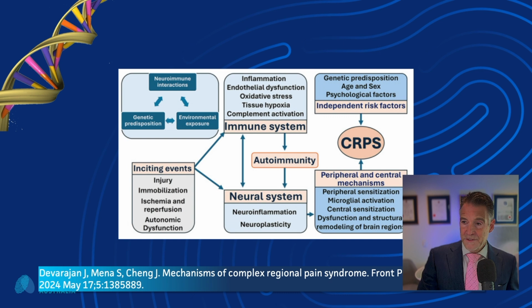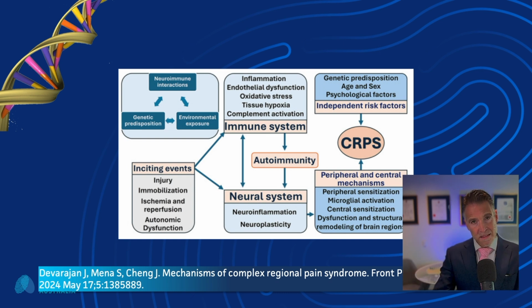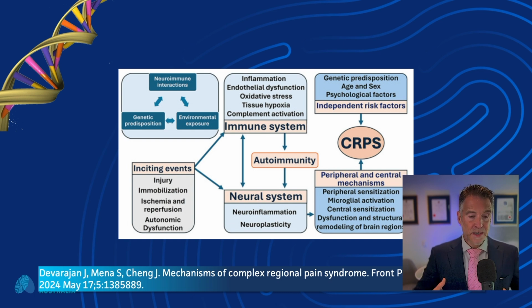So top left, let's have a look. There are neuroimmune factors, so immune factors within the nervous system. There are genetic factors, and as I said, there are environmental factors. And you put those all together, and you can start developing these triggers, these factors that can put you at risk of CRPS.